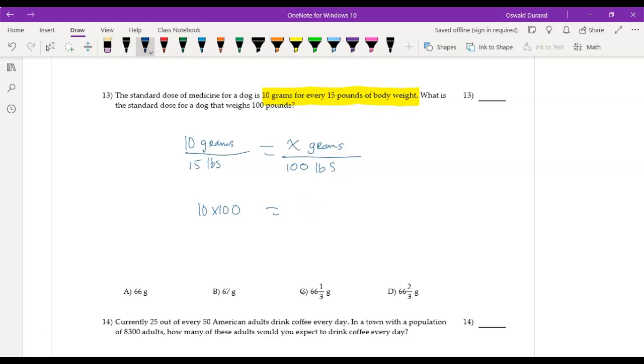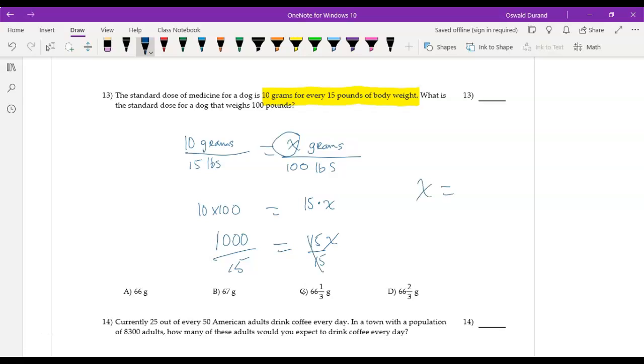Let me just put a dot. 15 times X. And then I'll just solve for X, right? Because that's what I'm looking for, the standard dose for a dog where the weight would be 100 pounds. All right, so here I have 1,000 equal to 15 times X, 15X.